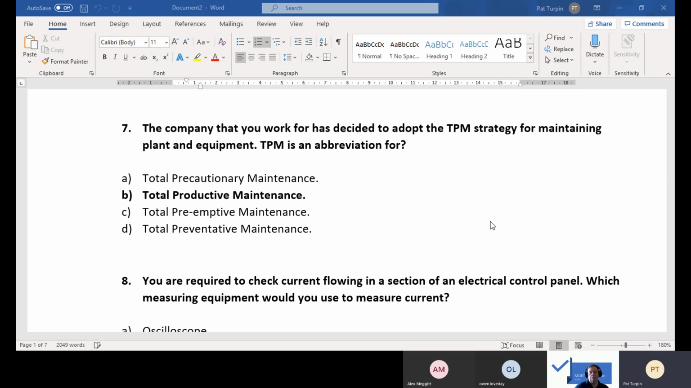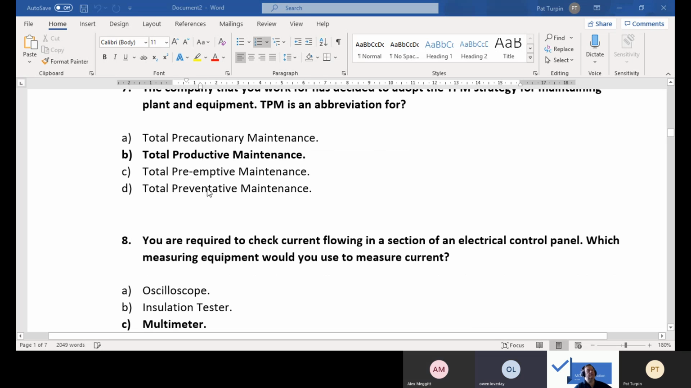This is it. These are the questions we said Ian needed a bit of work on, and I think we discussed it before, didn't we? It's total preventative maintenance, gents. But the answer that they're looking for is total productive maintenance. Oh, so the actual answer is D? No, the correct answer is B. But if you Google TPM, it will come up as total productive maintenance. So just try and remember that, guys. It's productive. We would say preventative. I would teach that, but stick with productive. Apparently, it's what their answer is.